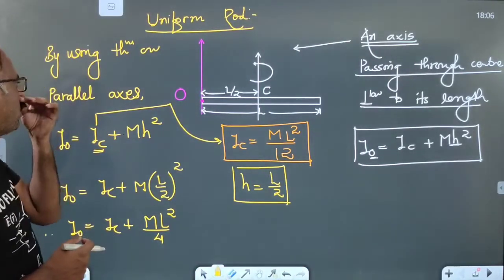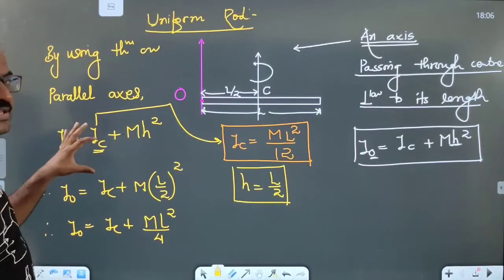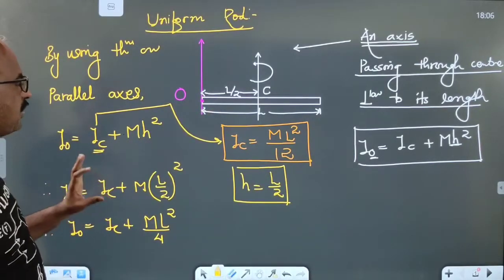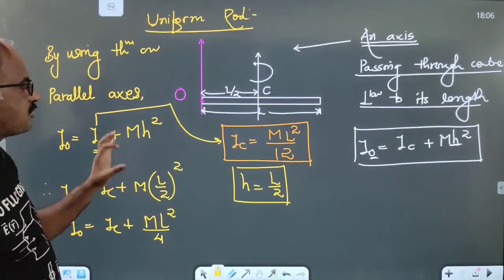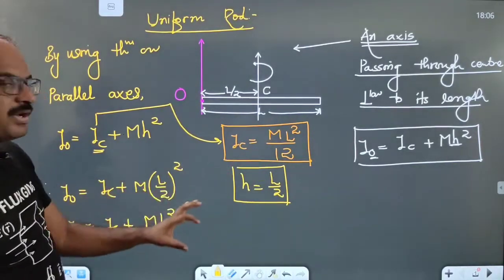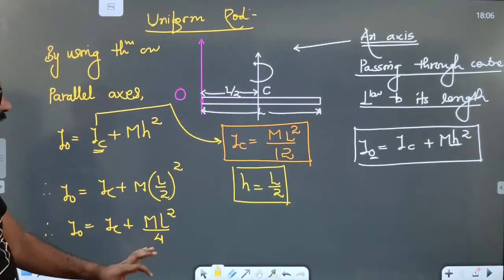So by using the theorem of parallel axis, I_O is equal to I_C plus M h square. So I_O is equal to I_C, the value of I_C is M L square by 12, plus M h square. Value of h is L by 2. Therefore, we have substituted the value of h, which is L by 2. Hence, (L by 2) square. I_O is equal to I_C plus M L square by 4.